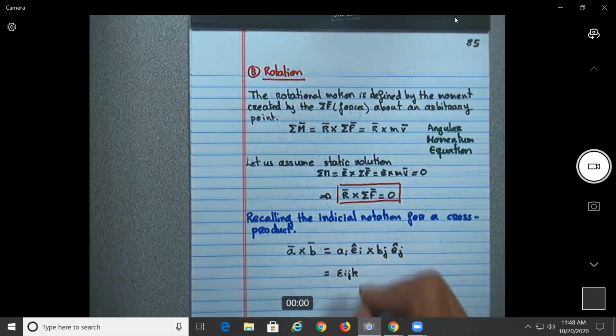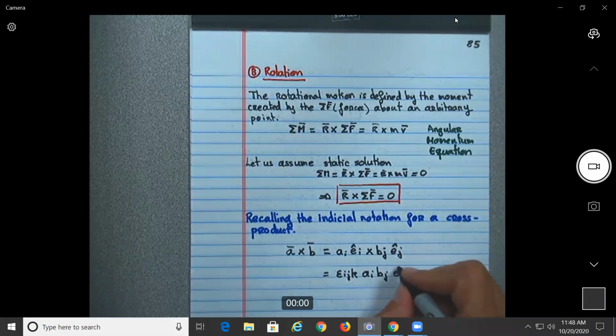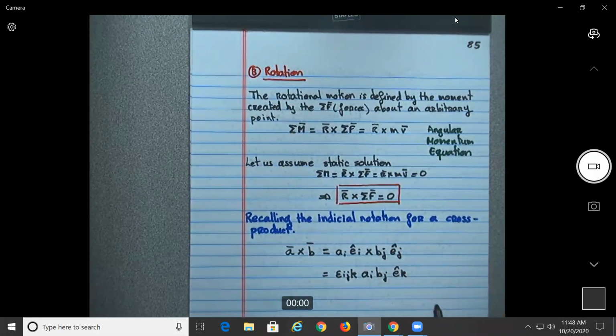Epsilon ijk of A sub I, B sub J, and you take e sub I cross e of J, which gives a vector perpendicular to both of them that we call e of K. Okay?